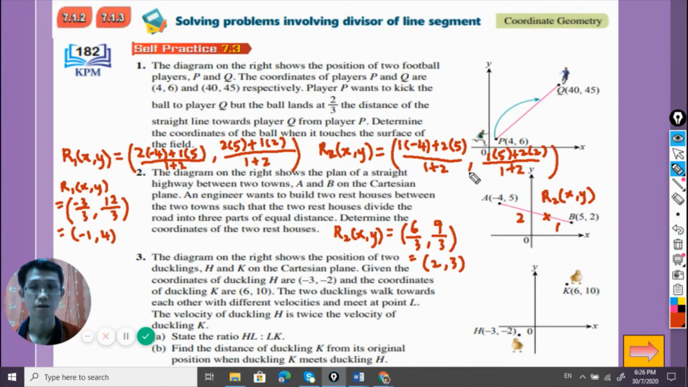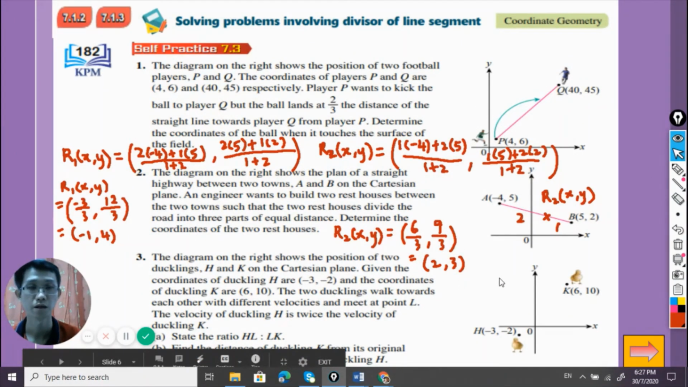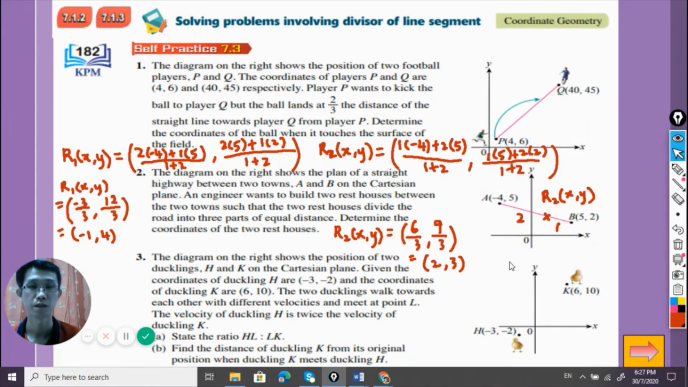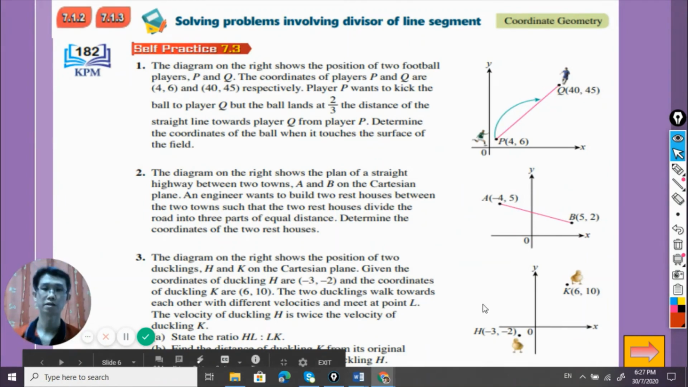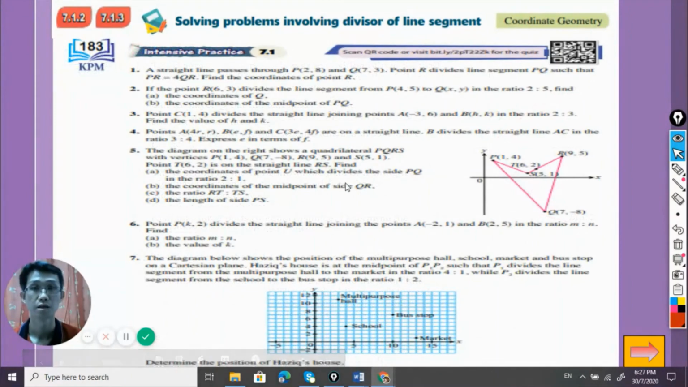There are some other questions that you can try in this section, page 182. I hope you all can try it out. If you face any problem solving these questions, kindly meet with your subject teachers and consult for further advice and guidance. Besides this exercise, you can also do the next exercise in the textbook, which is intensive practice 7.1 on page 183. You can try and answer all these 7 questions.